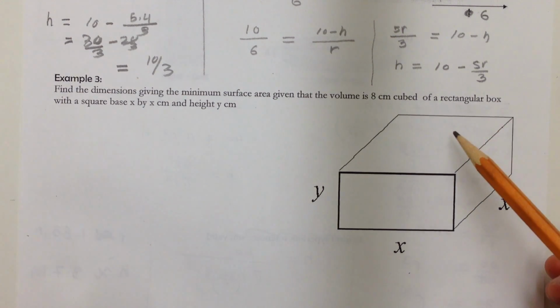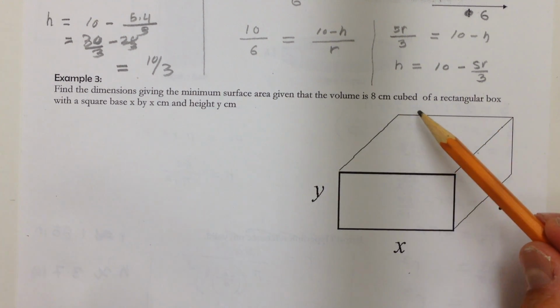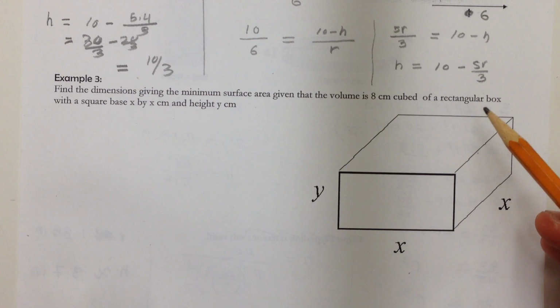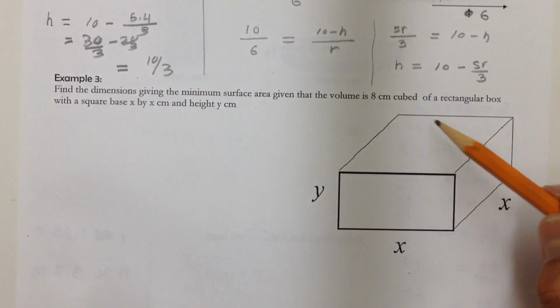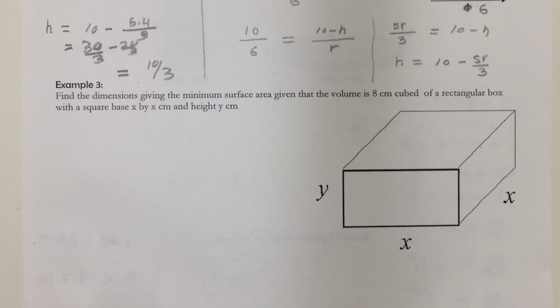We're given a box, and basically this box is to hold an 8 centimeter cube of something, of feet, inch, whatever it is. And we want to minimize the surface area. In other words, we want to use as little material as possible. Say you're wrapping a present, and you want the space to be 8 centimeters cubed. So what is the minimum paper that you can use, which is surface area?